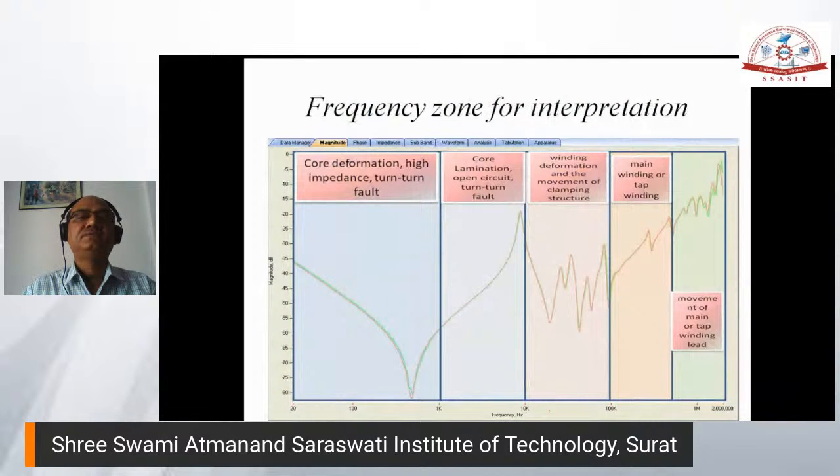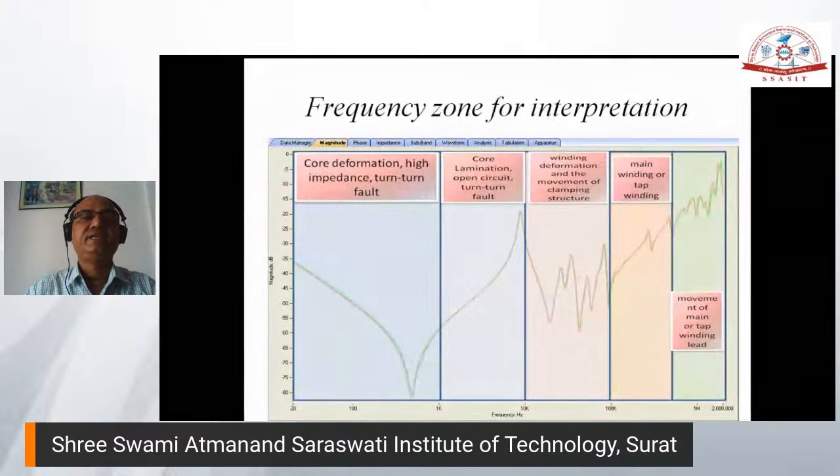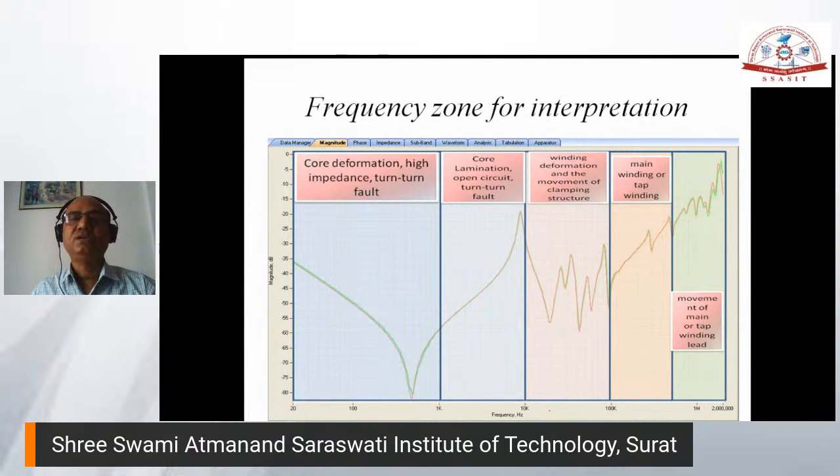Now there is some work done with a 5 zone division also. We did a few works related to frequency response analysis. Core deformations and high impedance turn-to-turn faults are detected in this zone. Core laminations and open circuit turn-to-turn faults are detected in the next zone, and winding deformations and movement of the clamping structure are detected over here. Main winding or tap winding structure is done over here. Movement of main or tap winding is done in this particular part.